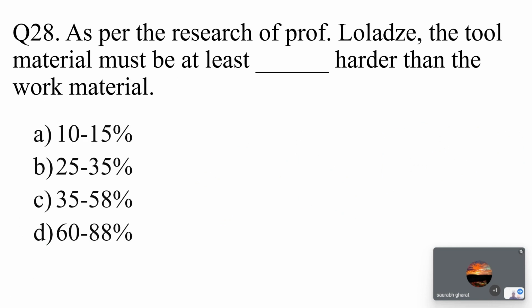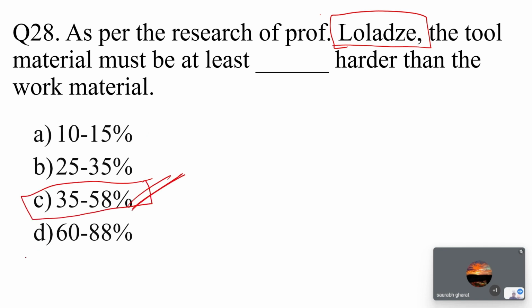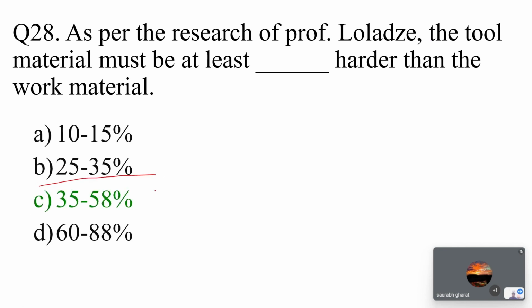As per the research of Professor Lowlands, you must know this. The tool material must be at least 35 to 58% harder than the workpiece material. This is the correct answer. It is by the researcher Professor Lowlands, a scientist.